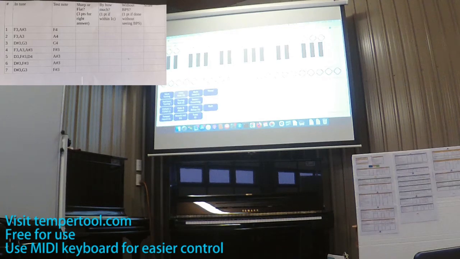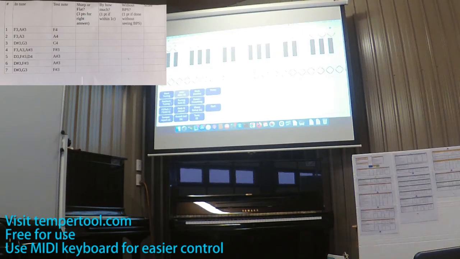I'll show you the beat rates. A sharp is correct. Yeah, so you're assuming the F and the A sharp are correct, and the question is, what's wrong with F sharp? Here's the beat rates. Oh, sorry, can I make that a little bigger?